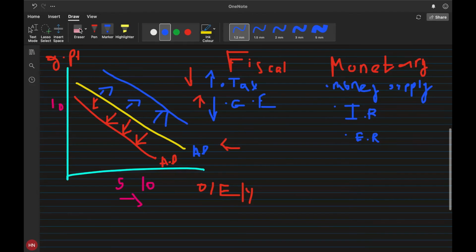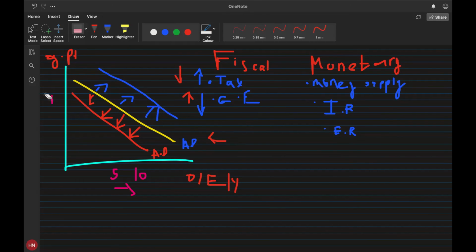Now let's just clear up things on the graph itself. Right. So we're done with the fiscal policy part, so let's just get rid of this.